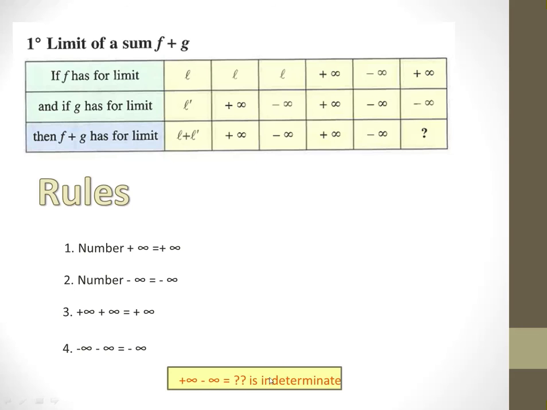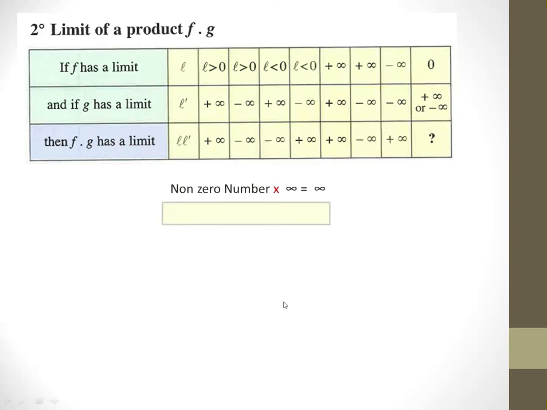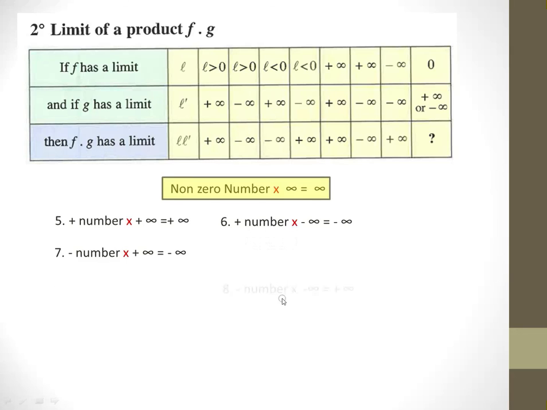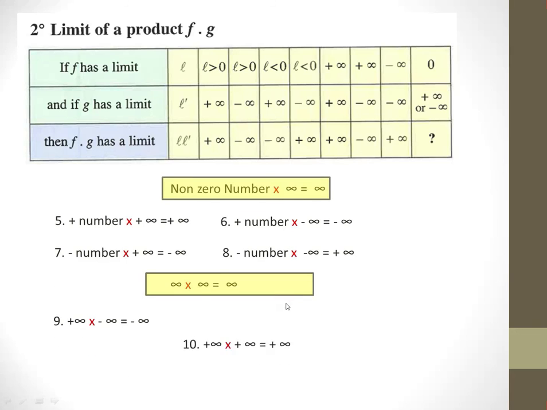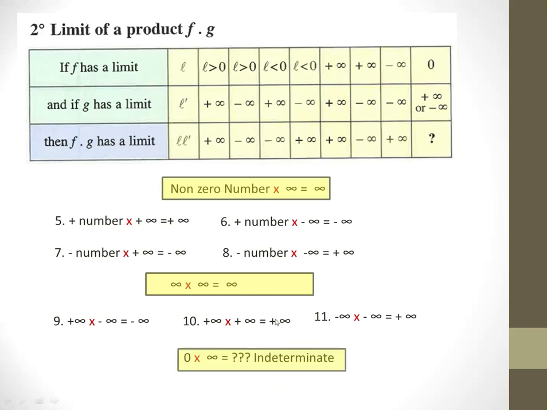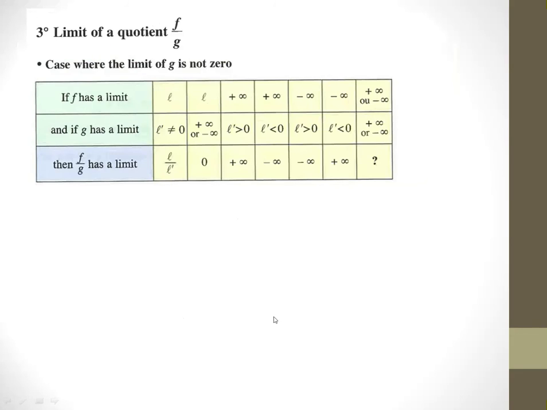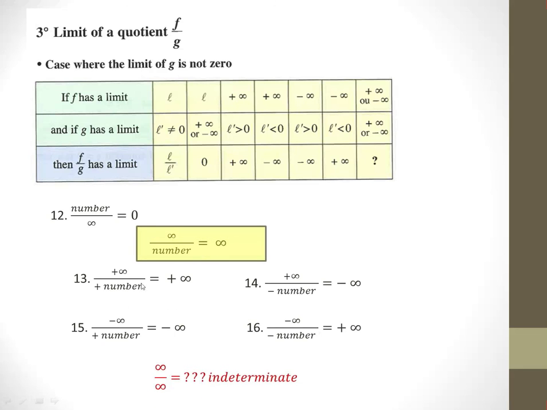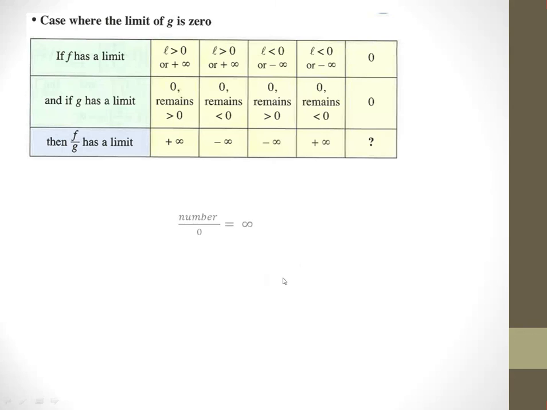The indeterminate cases, you must memorize them very well. And also these rules, when a function times a function, you must memorize them well. A non-zero number times infinity is infinity, infinity times infinity equals infinity, but the sign depends on the signs of the infinities: plus minus gives minus, plus plus gives plus, minus minus gives plus. Zero times infinity is an indeterminate case. When f over g, number over infinity is 0, infinity over number is infinity, and the sign is determined by the sign of the number and the sign of the infinity. Infinity over infinity is indeterminate.